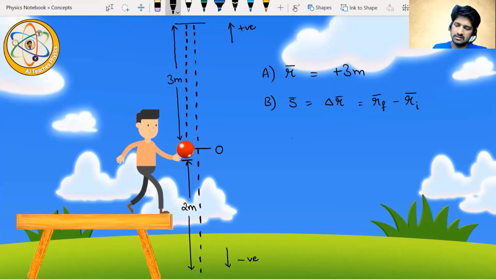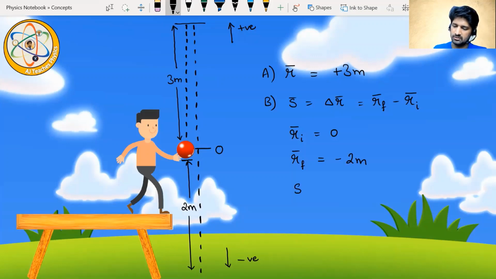projection. So we can easily write the initial position of the ball as 0 because the point of projection is the origin. Now the final position of the ball is the ground. Now ground is 2 meters below the point of projection. So we can write that the final position, now 2 meters below the point of projection, is negative 2 meters. So the final position, that is the position of the ground, is minus 2 meters.